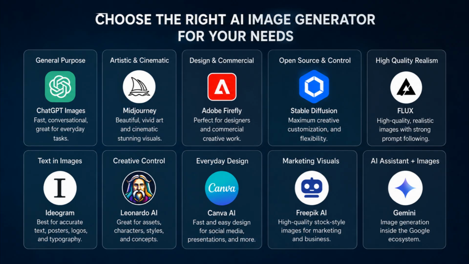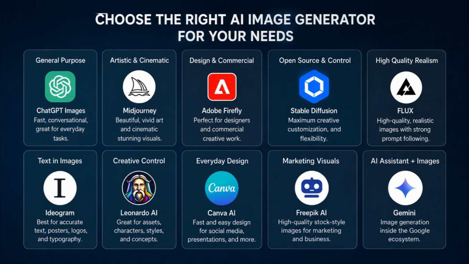Use Ideogram if your image needs readable text. Use Leonardo AI if you want creative control for assets, characters, games, or product visuals. Use Canva AI if you want to make practical designs like thumbnails, posters, slides, and social media posts. Use Freepik if you want polished marketing or stock-style visuals. Use Gemini if you want image generation inside a broader Google AI assistant experience.